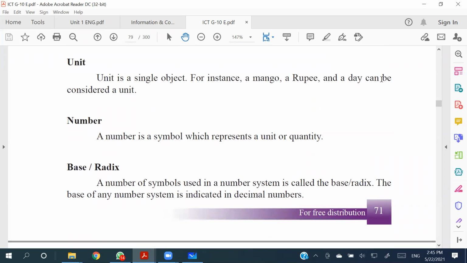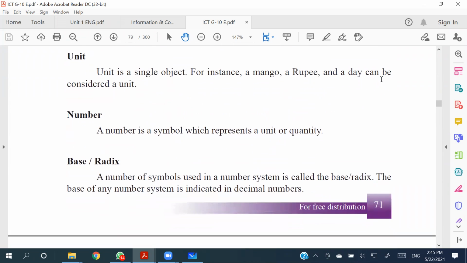So it is very easy. For each and every number system, there is a unit, right? The unit is a single object in any particular number system. If you take the binary number system, there are 2 units. In the octal number system, there are 8 units, likewise. And a number is what we use to represent an amount, right? And the base: since we are using different kinds of number systems, it's better we indicate the base. Otherwise, we will get confused, right?